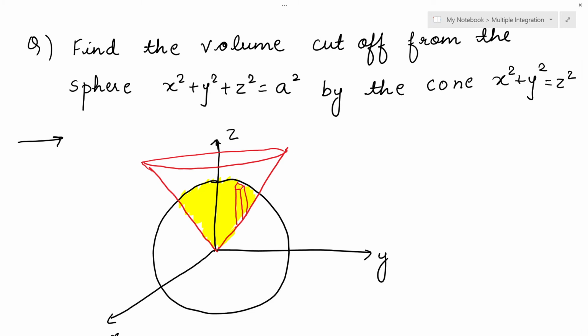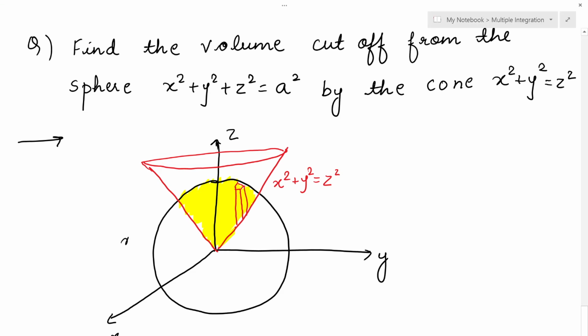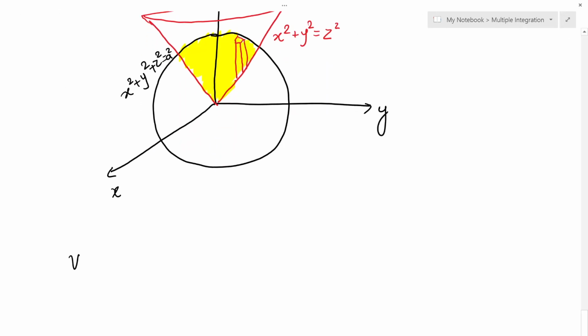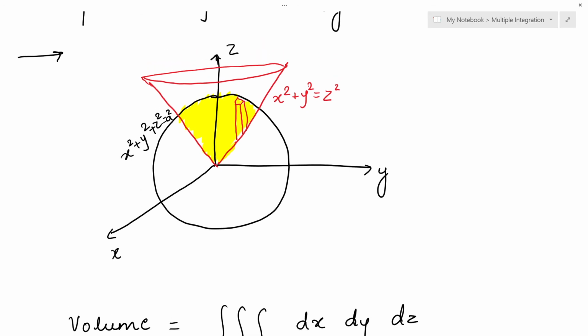So this thing is x square plus y square is equal to z square, right? And this sphere which we have drawn is x square plus y square plus z square is equal to a square. So now we need to find the volume, right? The volume formula is triple integration of dx, dy, dz. This you know very well. But now since we have seen in the last lecture, whenever we have triple integration and the limits of integration are not provided, there is a simple way to do it.